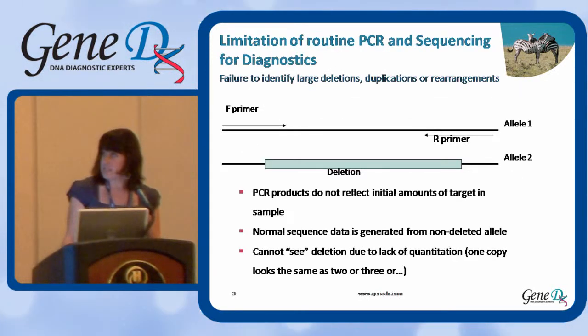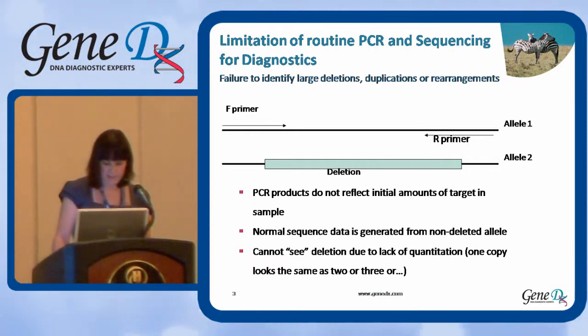Classic sequence analysis and PCR cannot identify large gene deletions, duplications, or rearrangements. Routine PCR products do not reflect amounts of target in the sample. So in sequencing a patient with a heterozygous deletion, normal sequence data is generated from the non-deleted allele. And due to the lack of quantitation, one copy can look the same as 2 or 3 or even more.